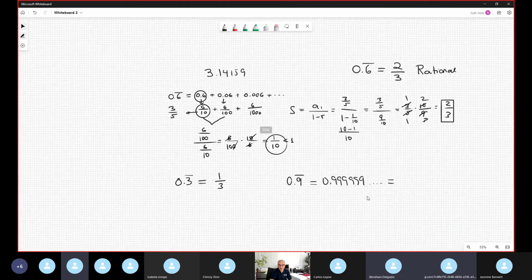Compute 0.9 repeated. What is it? But do you believe it's rational or irrational? Rational or irrational? A ver, opinion. I want to hear an opinion. Only opinion. 0.9 repeated. Is it rational or irrational? Rational. Uh-huh. Why? Because the number is repeating, so you can make a fraction out of it. Nice. I like that answer.